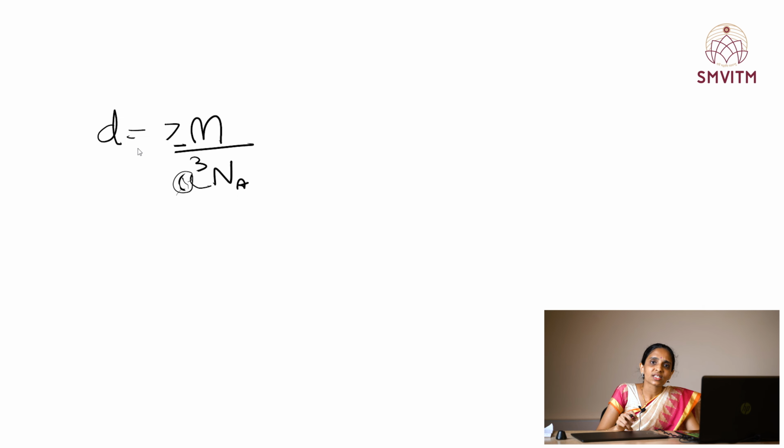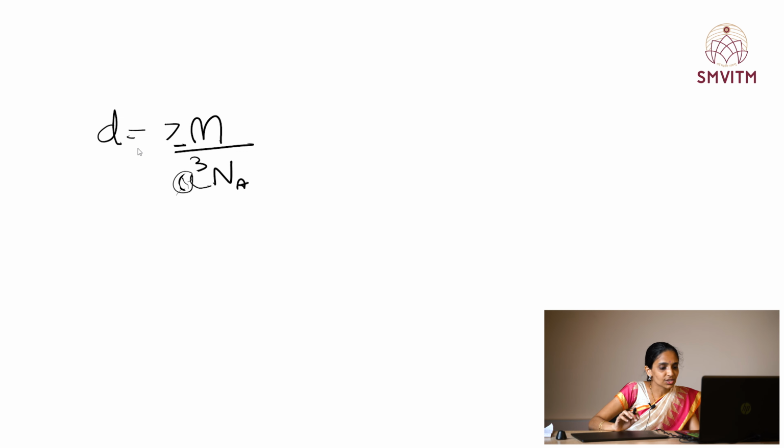What is the unit for density? Most of the problems you work out in the CGS system, so the density unit will be gram per cm cube. Molar mass is substituted in grams and edge length A is substituted in centimeter. Even if they give the edge length in picometer, you have to convert it to centimeter by multiplying it by 10 power minus 10. You know it. So see to it that all the values are substituted in CGS and you get the unit for density as gram per cm cube.